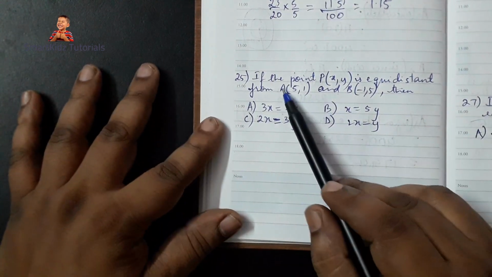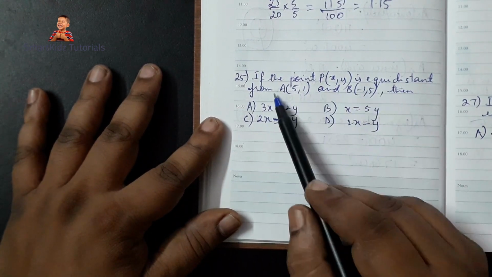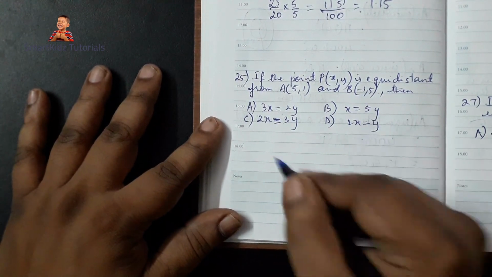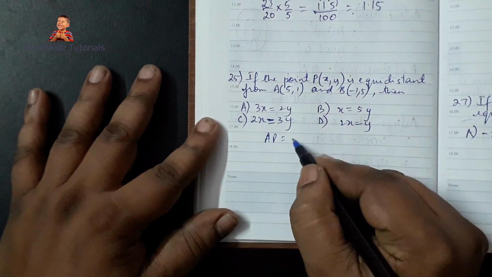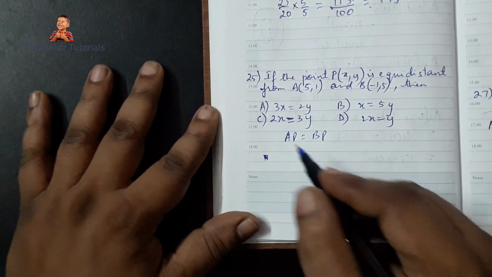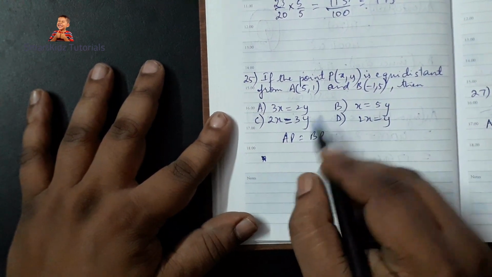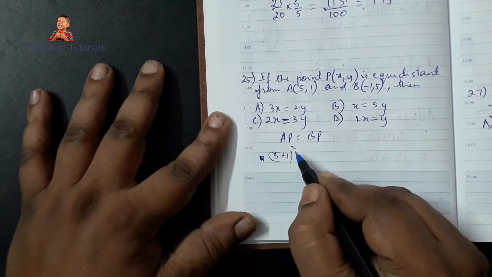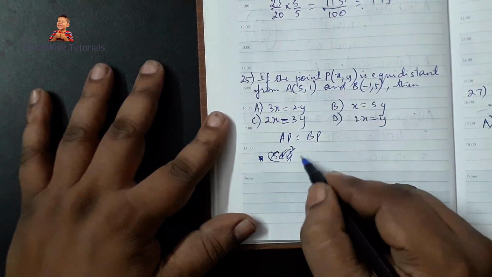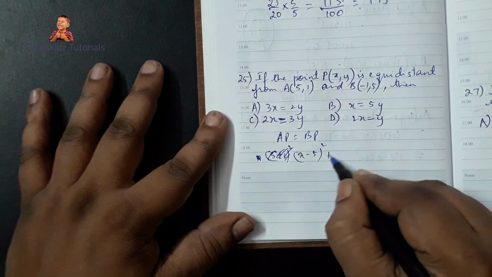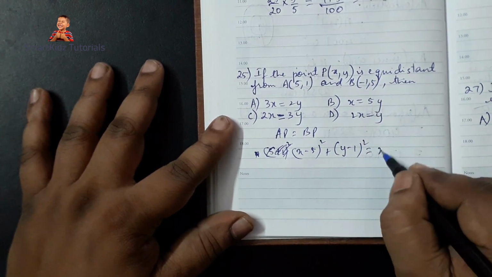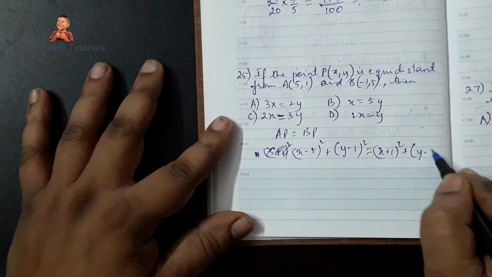Moving to the 25th question, if the point P of x, y is equidistant from A 5,1 and B minus 1,5, then we should get one of these equations. So in other words, it's telling you AP is equal to BP. I am not going to put the square root because the square root on either side will cancel. Rather, directly I will put the equation, which is, sorry, not 5 plus 1 whole square. That would be x minus 5 whole square plus y minus 1 whole square equal to, similarly, for this, x plus 1 whole square plus y minus 5 whole square.